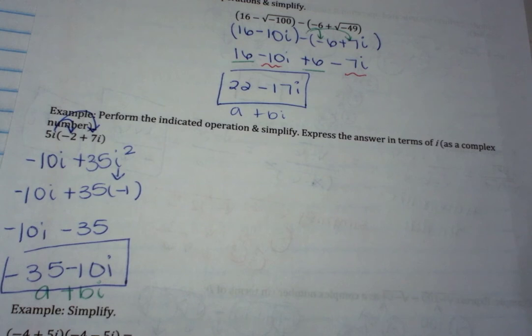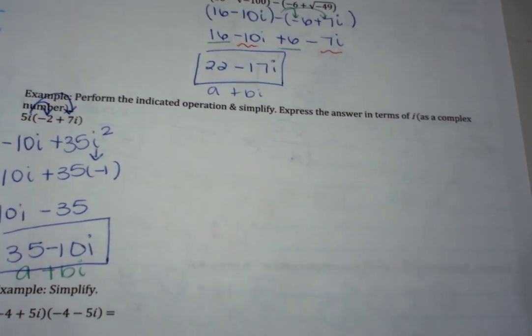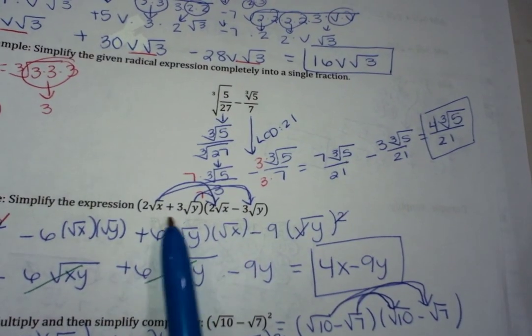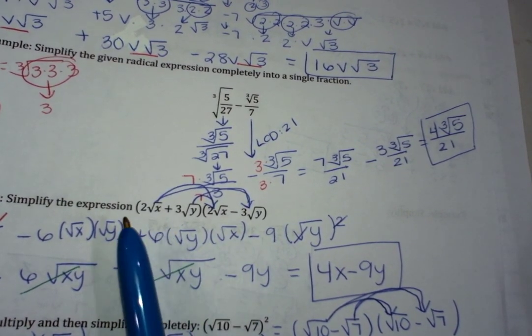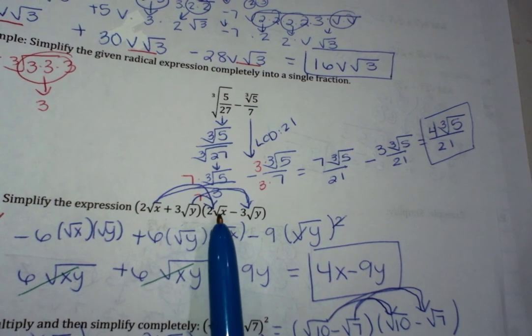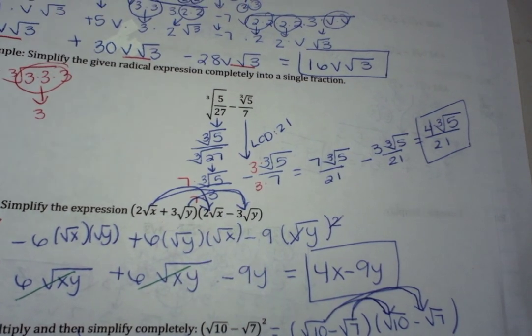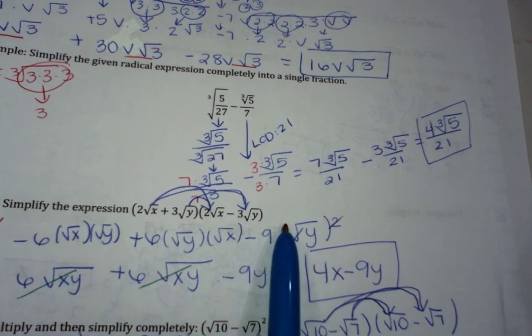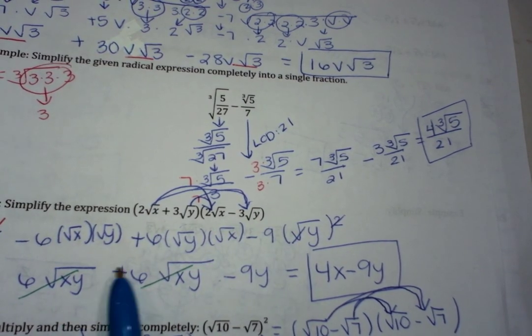Last two, and we're done for this notes packet. So simplify, negative 4 plus 5i times negative 4 minus 5i. Going back, remember whenever we were distributing terms that have the same thing, we multiplied these two things. They were exactly the same thing, they were just different middle signs. Well, we now know that that's called a conjugate. They're the same things with different middle signs. Whenever we multiply two conjugates, the middles cancel out.